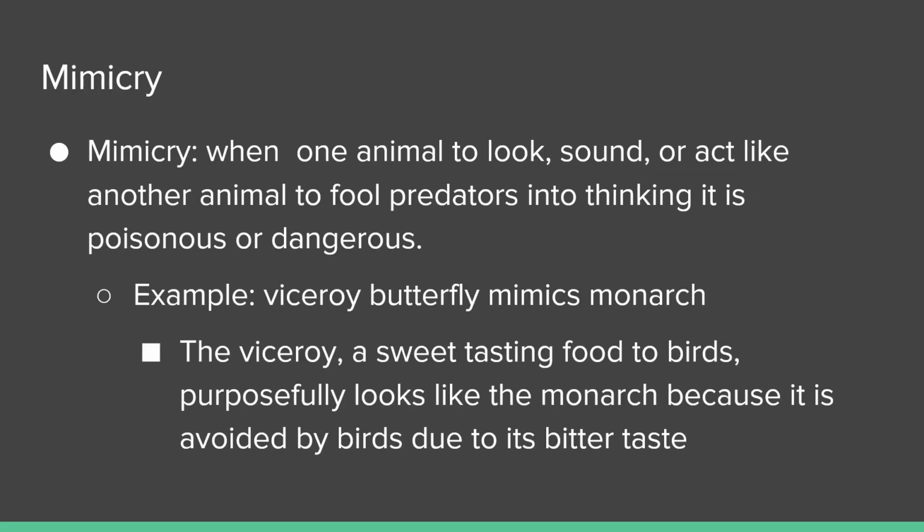Okay, this is when one animal looks, sounds, or acts like another animal to fool predators into thinking it is poisonous or dangerous. Okay, one of the best examples I have of that is the viceroy butterfly. Okay, the viceroy butterfly looks a lot like the monarch butterfly. I'm going to go ahead and advance to the next slide because it actually does a really good job showing you these. But if you need to pause for the purpose of the notes, go ahead and do that. I'm going to go on to the next slide for teaching purposes.